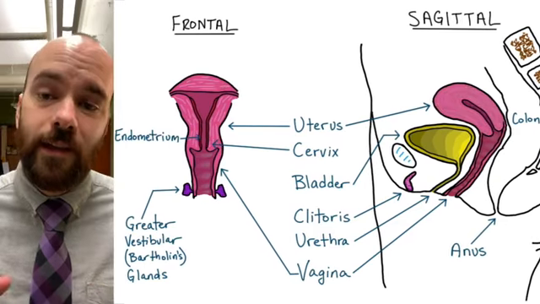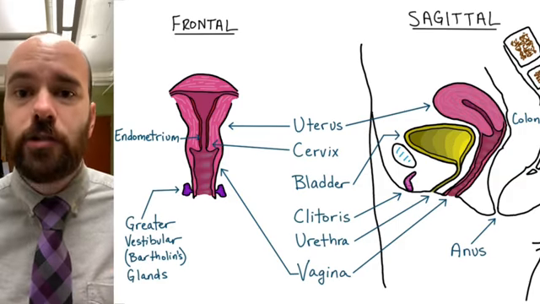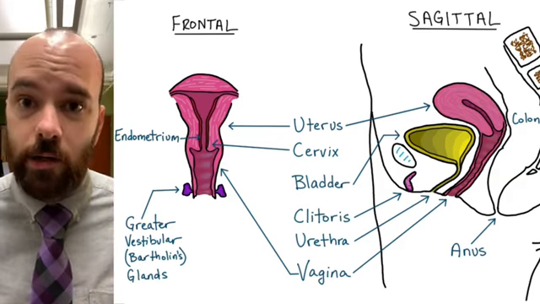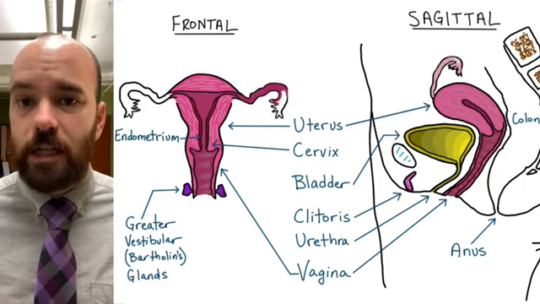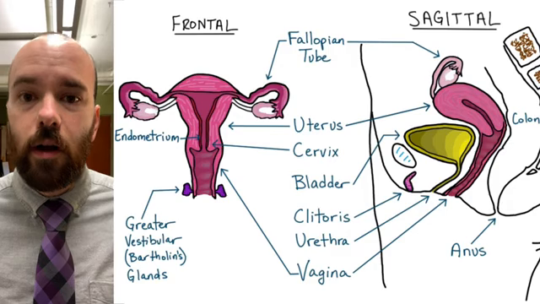During menstruation, that endometrium, or that internal lining of the uterus, is what comes out through the vaginal canal during menstruation or during the period. Extending out from the uterus on either side are the fallopian tubes, and here at the end of the fallopian tubes are the ovaries.